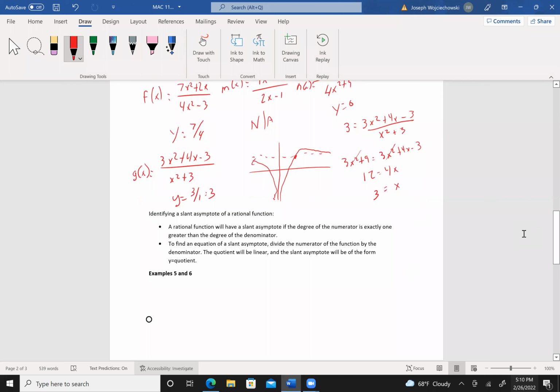Okay, so that's horizontal and vertical asymptotes. The next one we look at is something called a slant asymptote of a rational function. A rational function will have a slant asymptote if the degree of the numerator is exactly 1 greater than the degree of the denominator. To find an equation of a slant asymptote, divide the numerator of the function by the denominator. The quotient will be linear and the slant asymptote will be in the form y equals the quotient.